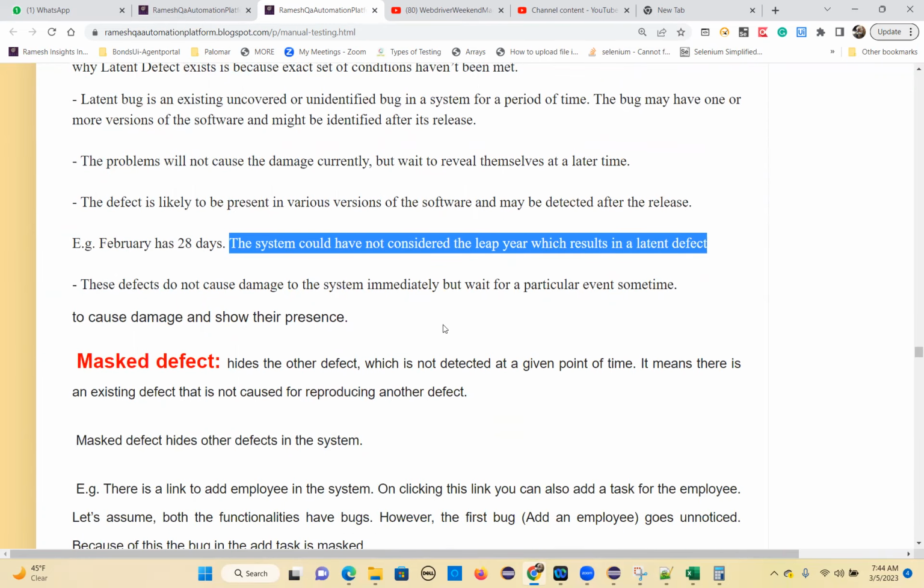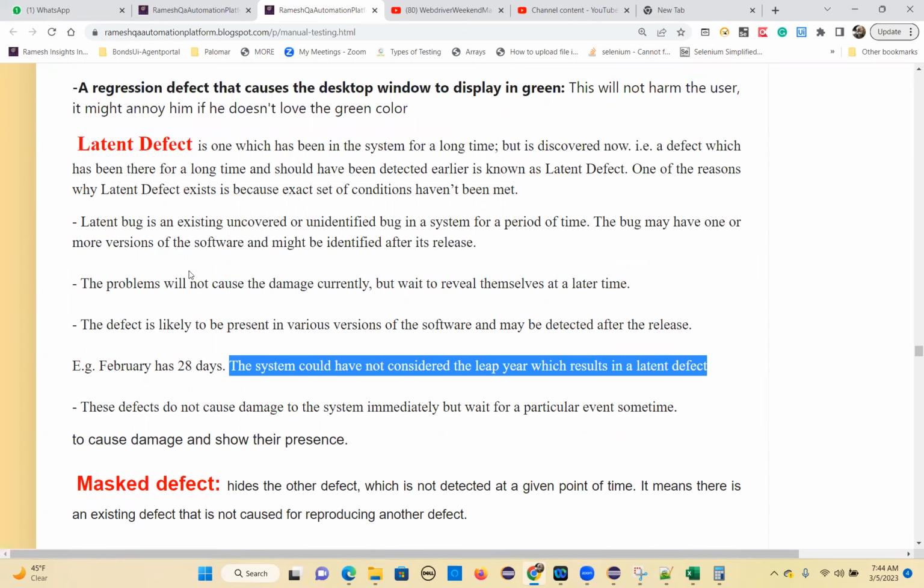Are you clear? Yes, sir. Latent defects do not cause the damage immediately, but wait for a particular event to occur in the application. Only when that kind of scenario comes, this latent defect will emerge. Otherwise, it will be in sleep mode only. So it won't cause the damage immediately. If the trigger event happens, that kind of situation and scenario, then only this bug will appear for the people.